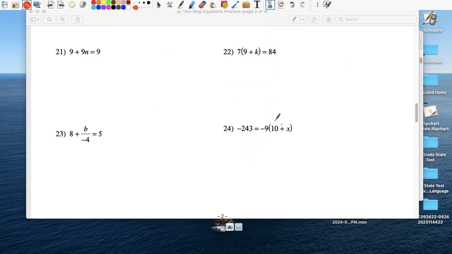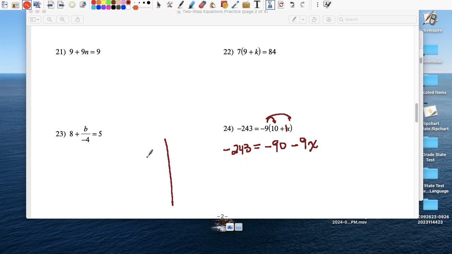And 24, again, there is parentheses, so we have to do the distributive property. Okay, so negative 243 equals, so we're going to multiply these two and these two. So first is negative 9, and what kind of 10 is that? It's a positive, so a negative times a positive is a negative, and 9 times 10 is 90. Remember, there's a 1 here in front of the x? So negative 9 and positive 1, so it's a negative times a positive, which is a negative, and 9 times 1 is 9, and don't forget the x.